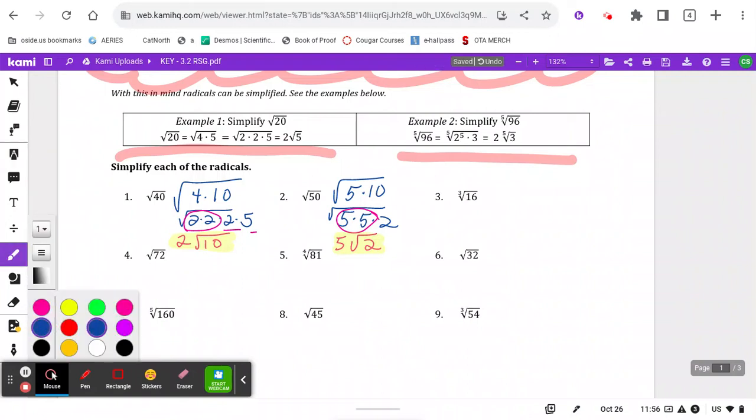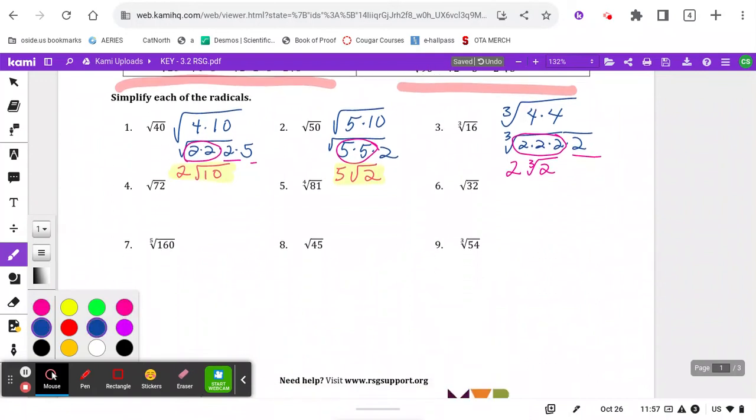Okay, the next one, do you see how it says cubed root of 16? So this time, instead of looking for a pair or 2 of everything, we're looking for 3 of everything. Cubed root means I'm looking for 3. So this time I see that we do have 3 2's. So a 2 comes out, and then cubed root of 2 is left underneath. Don't forget that little index of 3.